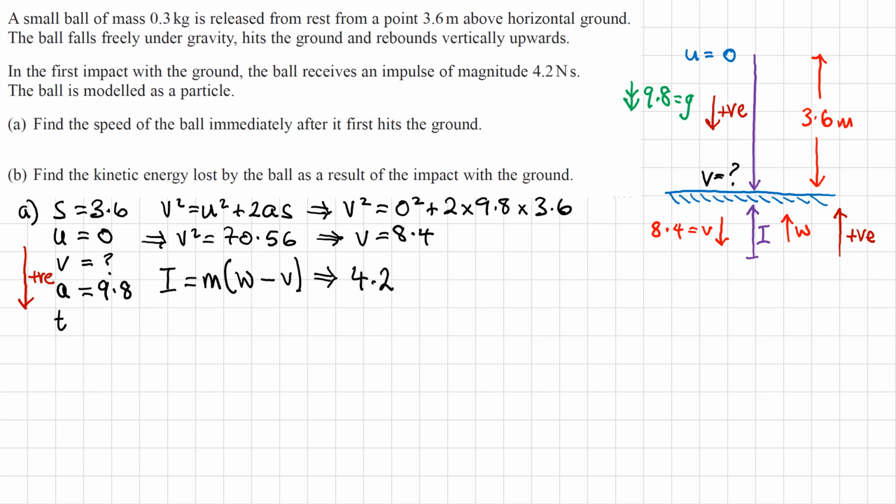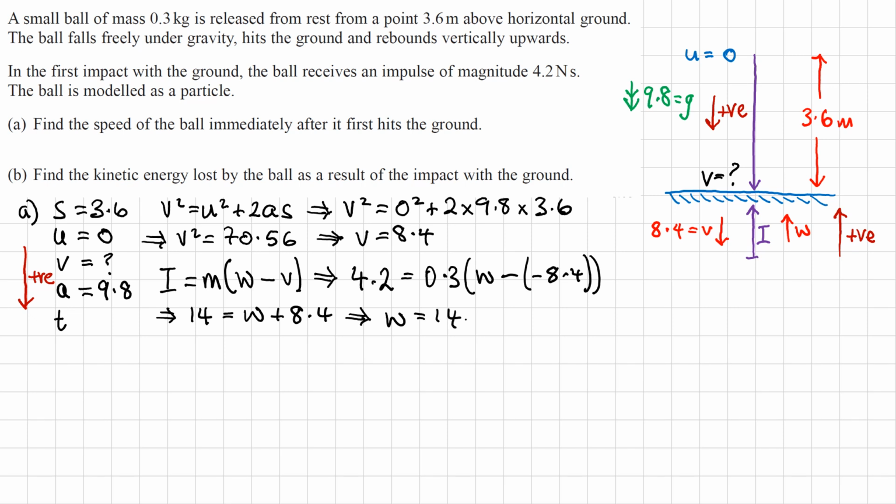I'll write 4.2 equals the mass, that's 0.3 kg, times w, which is what I'm trying to find, minus, now look at the direction of v, it's down, so this needs to be written as negative 8.4. So w minus negative 8.4. First step, I'm going to divide both sides by 0.3, so 4.2 divided by 0.3 gives me 14. So I'll have 14 equals w, and then minus negative 8.4 will be plus 8.4. So w is equal to 14 minus 8.4, which gives me a value of w as 5.6. And it's always good practice to write the units, so meters per second, as we're working out a velocity.